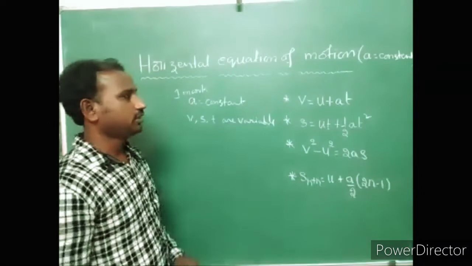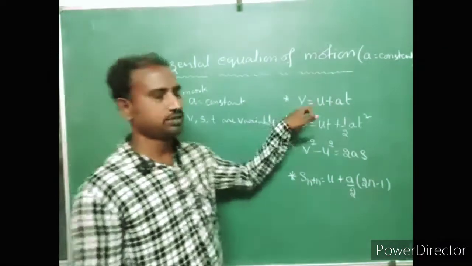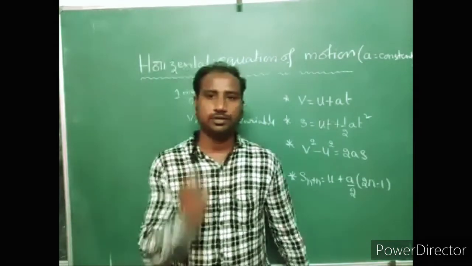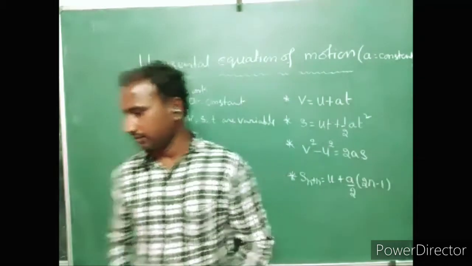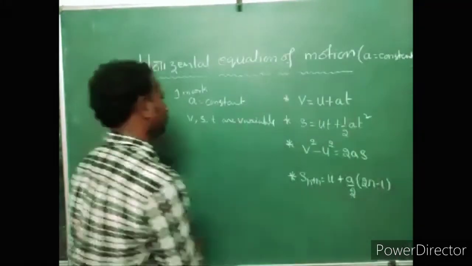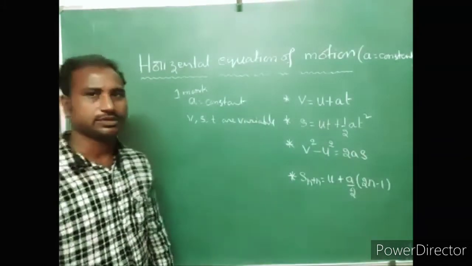Now, first we have to derive the first equation of motion, V equal to U plus AT, with the help of a graph. Which graph we have to use? VT graph. Note down this information first.